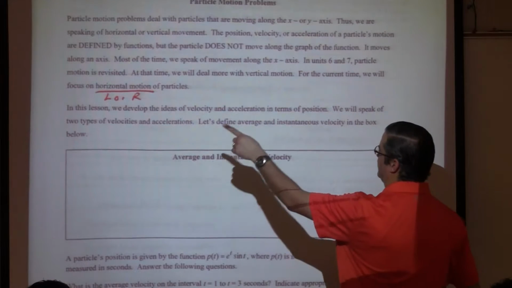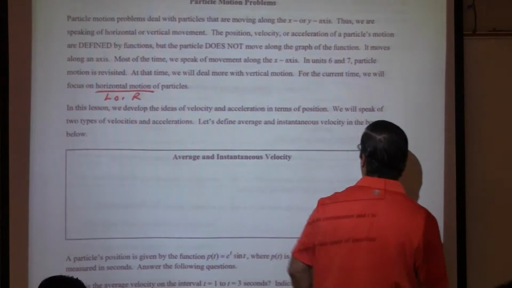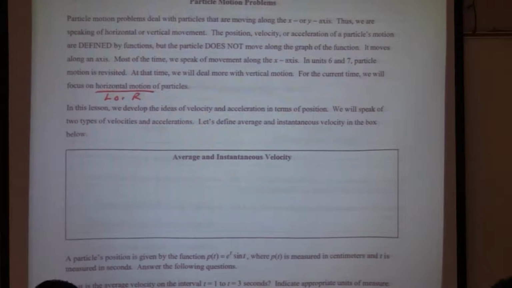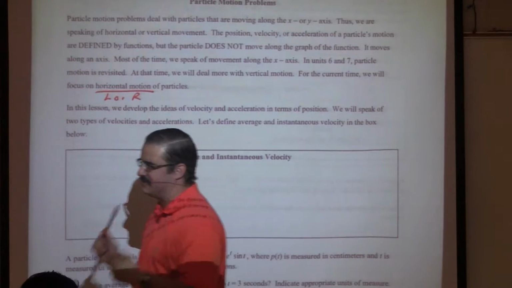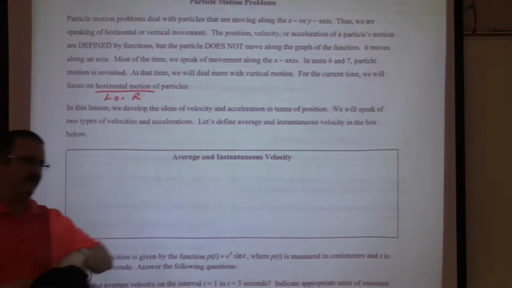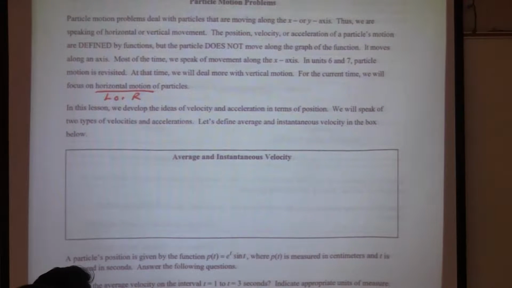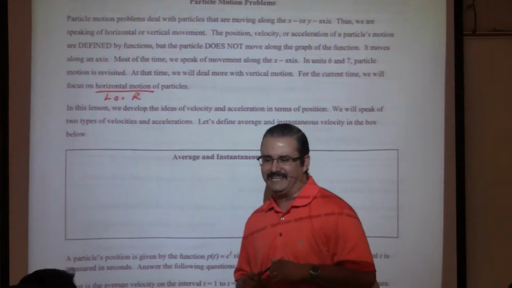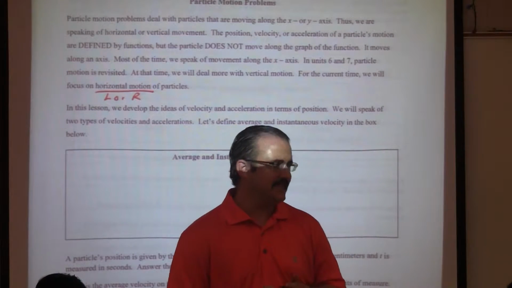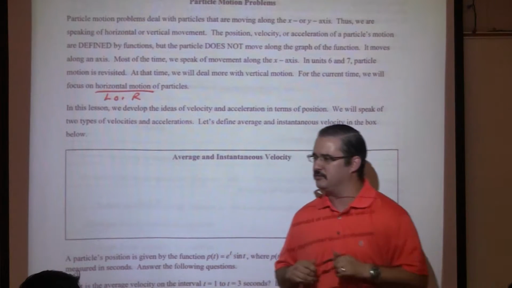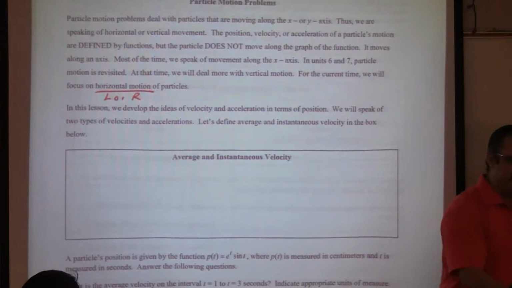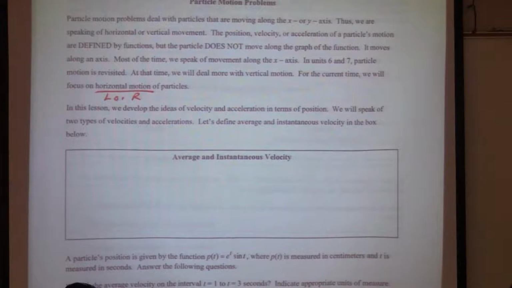Alright, so in this lesson we develop the ideas of velocity and acceleration in terms of position. We will speak of two types of velocity and acceleration. We'll talk about average and instantaneous velocity, and we'll also talk about average and instantaneous what? Acceleration, right? And we'll talk about how they're related to the position function, and hopefully in the end put them all together and see how they tie to each other and how they relate to a function, its first derivative and its second derivative, okay?